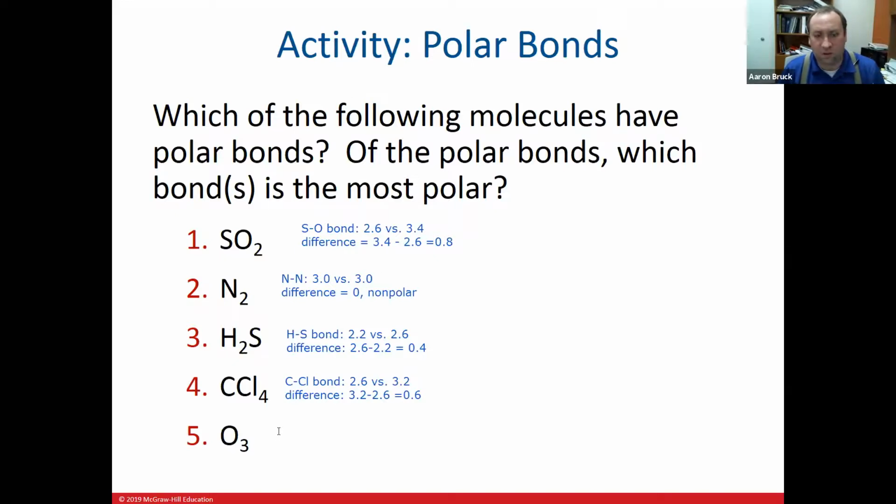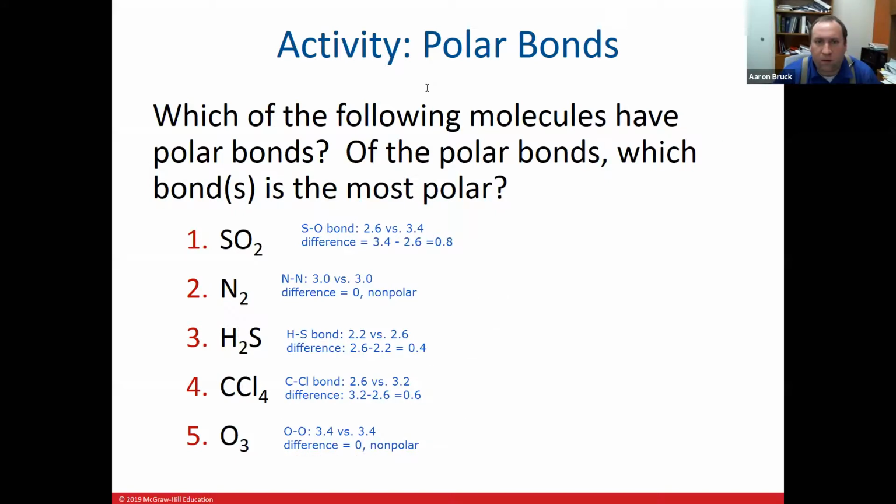The last one, we're dealing with ozone. Ozone has oxygen to oxygen bonds. We already got the electronegativity from the SO2 example. It's 3.4. So here our difference is equal to 0. We're dealing with a nonpolar bond here.